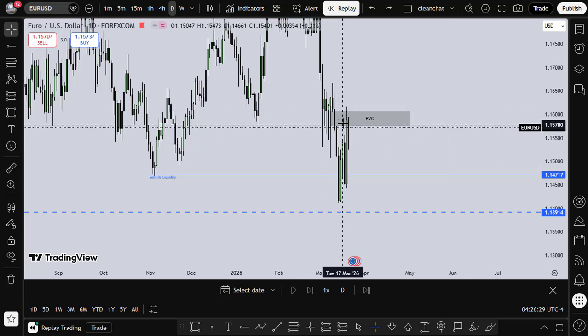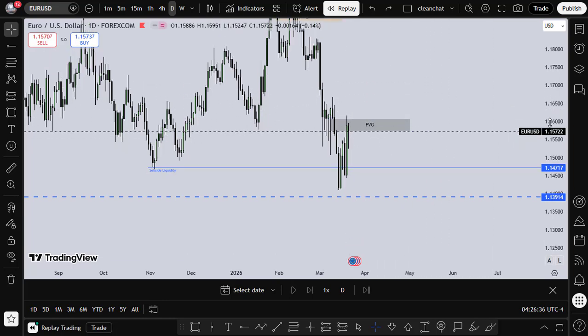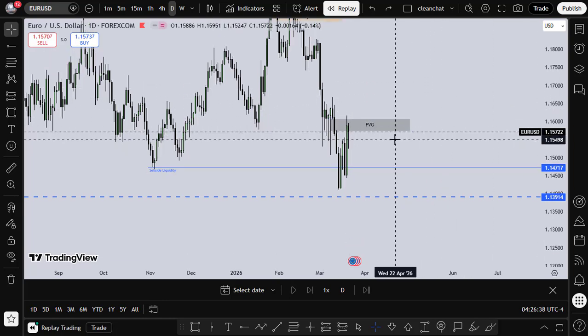Price retraced back into it, and then price posted the end of Friday. This is Thursday, and then the other one is Friday. Price closed, and today is Saturday. That's the time I'm backtesting.